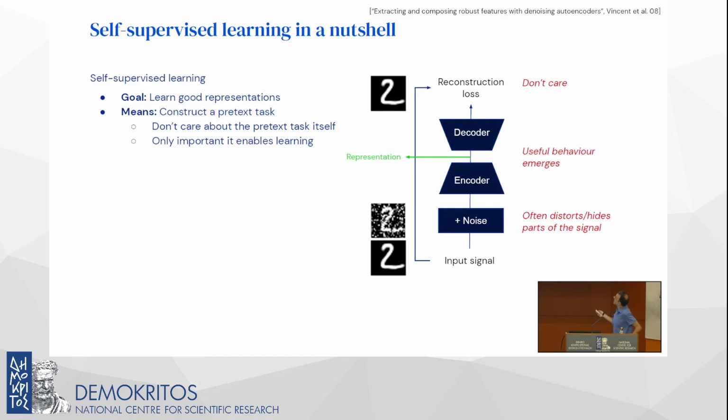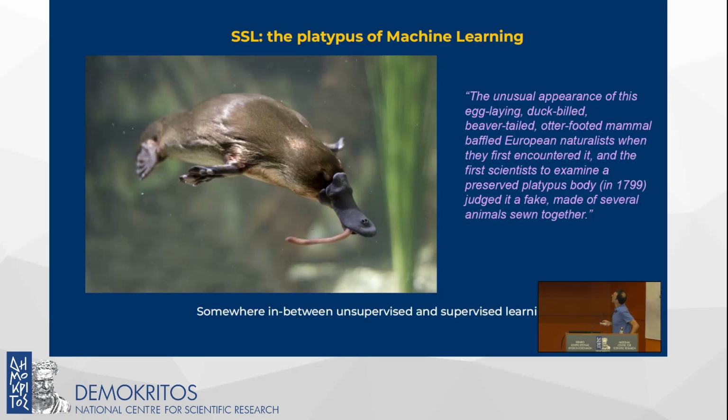And notice that in this case, we don't actually care about the output of the decoder. The useful behavior emerges at the output of the encoder. This is the representation that we care about in this case. And this is very common in SSL. Typically, you use a network, and you are actually using an intermediate representation of this network later on. So this is just a very toy example. I will provide many examples later.